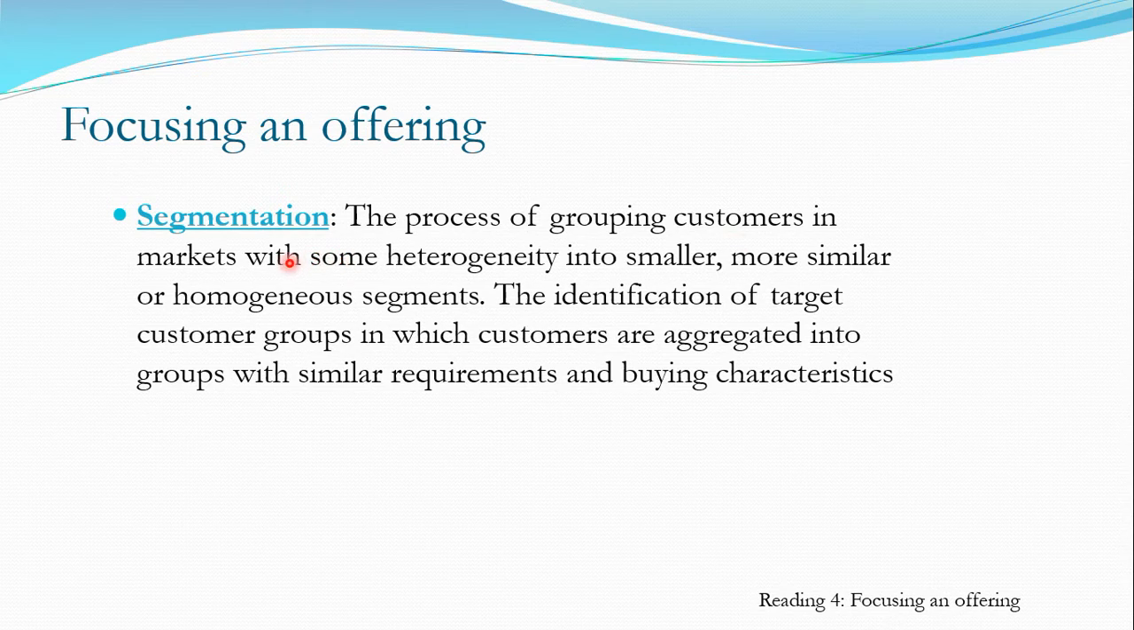Segmenting the customers who exist in the market with some heterogeneity, they are different, they have different characteristics, into what? Into smaller and more similar or homogeneous segments. So we divide these people who are different from each other into more homogeneous groups. Homogeneous means they are not different, they are similar to each other. Why do we do this? To be prepared for the next step, which is targeting.